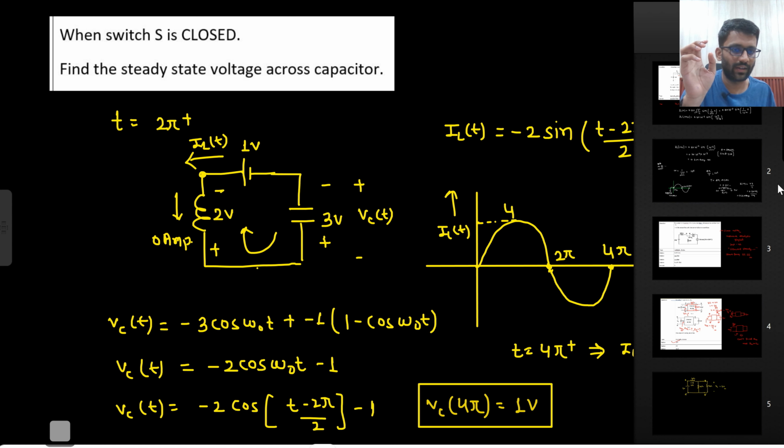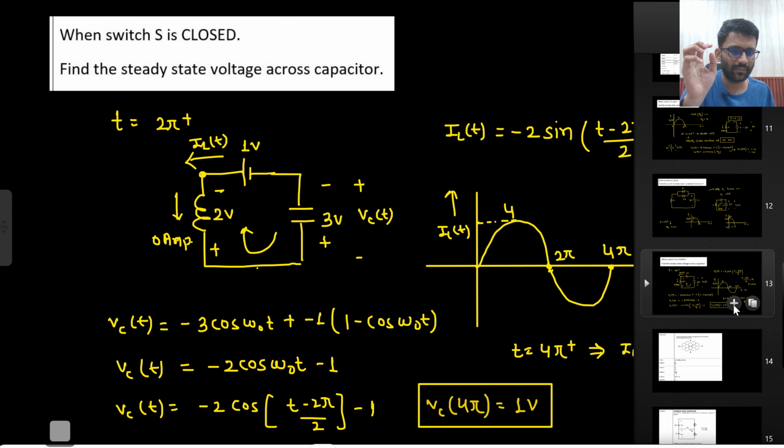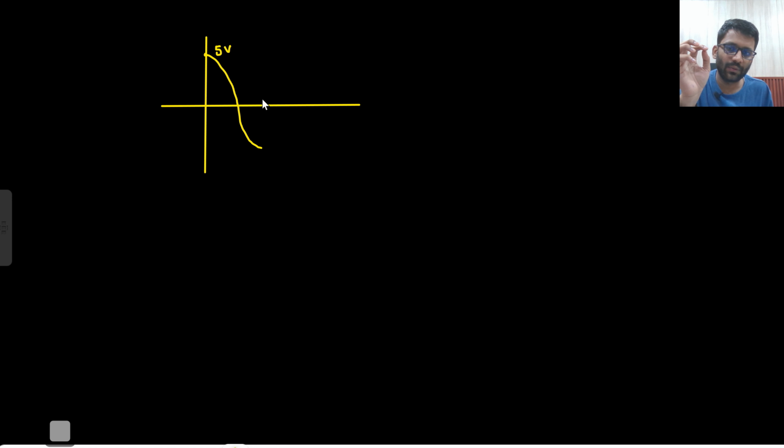Okay. So I need to add another page. So what was our waveform of the capacitor? It started from 5. Then in 2 pi time, it went to minus 3. Then in another 2 pi time, it went from minus 3 to plus 1 at 4 pi.